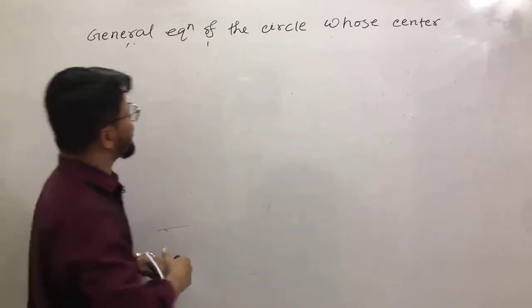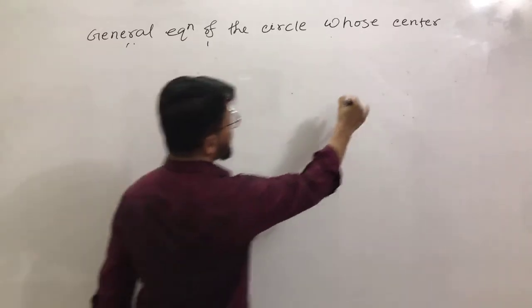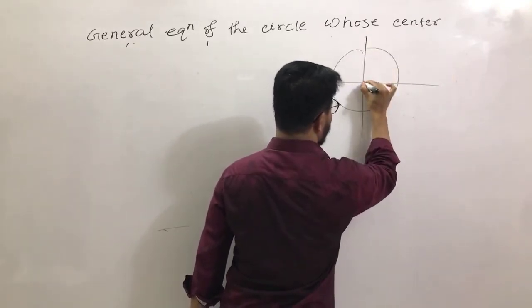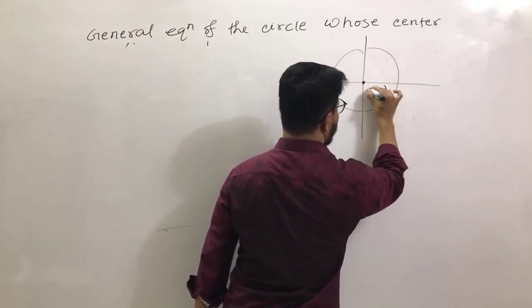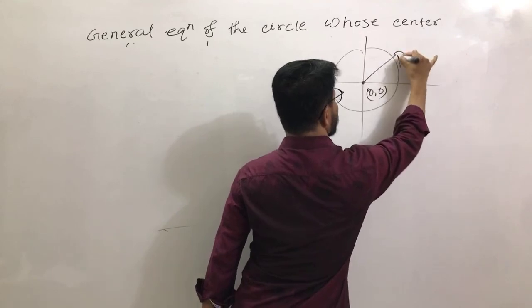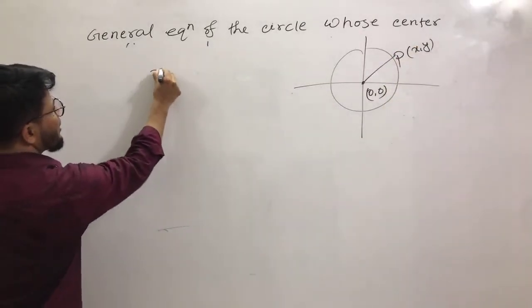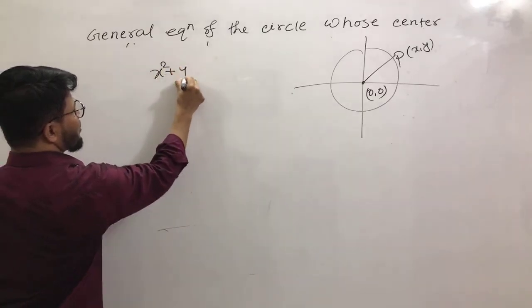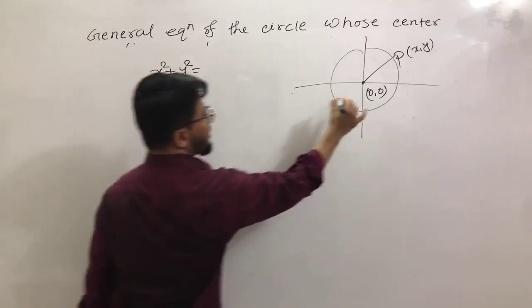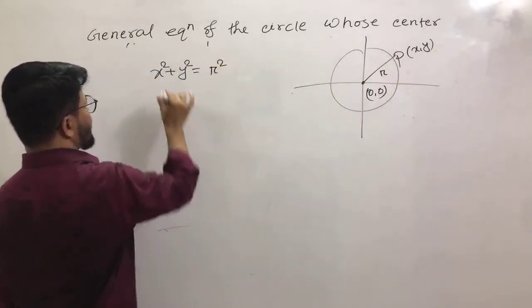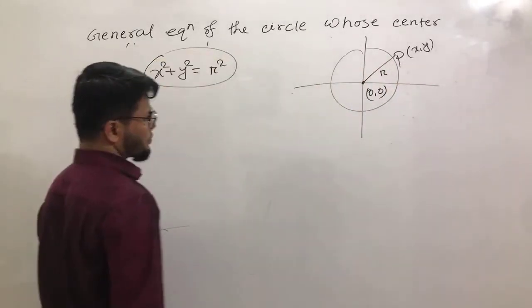Our first concept was that if the center of a circle is at the origin, like the point 0, 0, and the radius is to any point on the circumference, then the equation of the circle will be x square plus y square equals the radius square. If the radius is r, this will be r square. So this is the first equation.